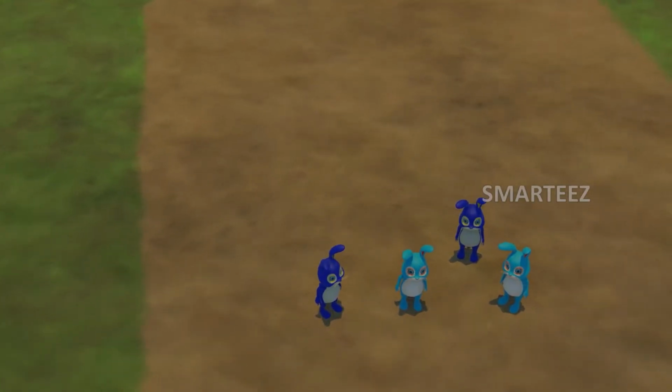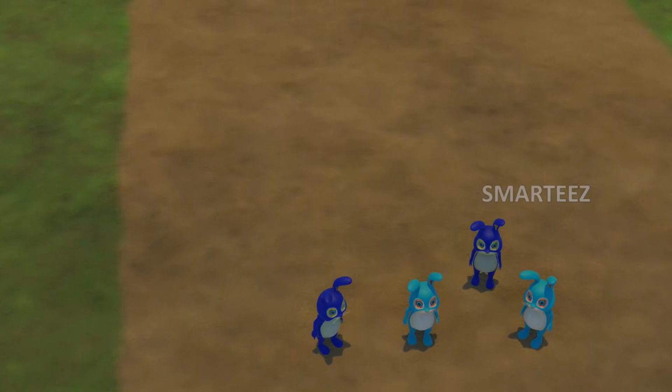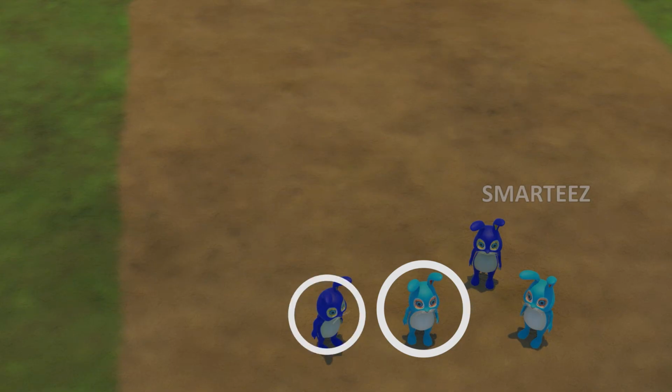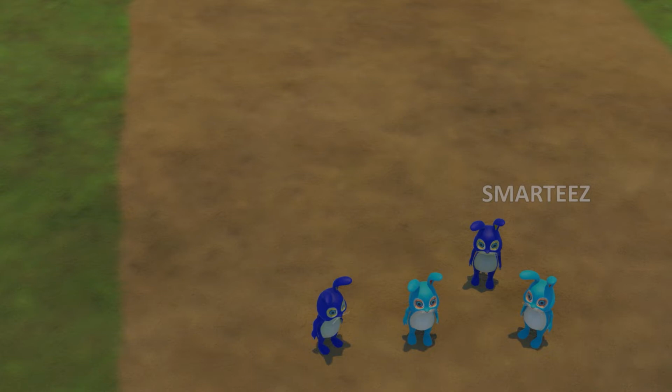Let's do division with bunnies. How many of them are here? 1, 2, 3, 4. They are in 2 different colors. Let's see what happens when they move to separate areas.